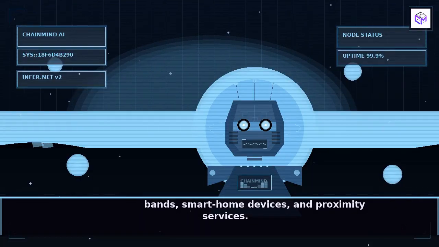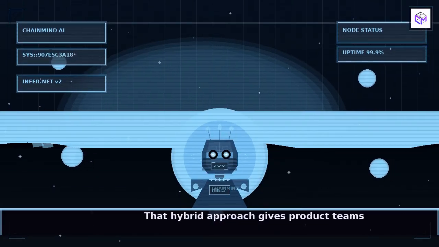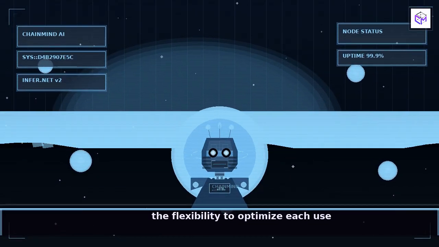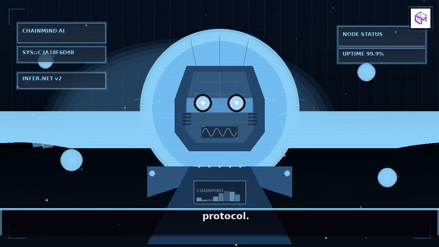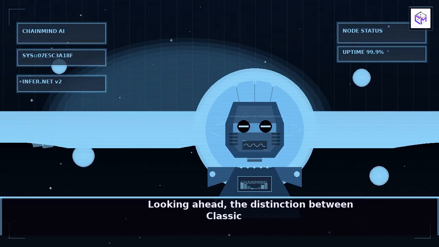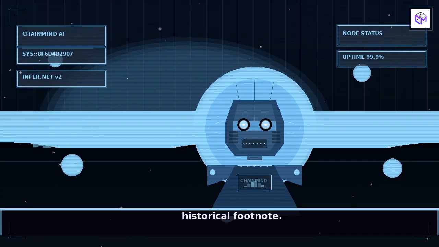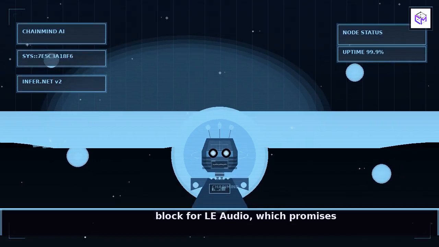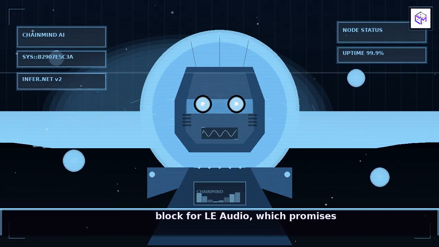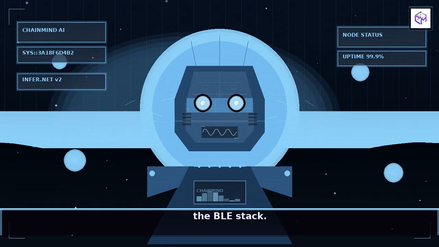Looking ahead, the distinction between classic and BLE may soon become a historical footnote. Bluetooth 5.3 introduced isochronous channels, a building block for LE Audio, which promises to deliver high-quality, low-latency audio over the BLE stack. If LE Audio reaches mainstream adoption, the need for classic in audio-centric products could evaporate, consolidating development onto a single, power-efficient platform.